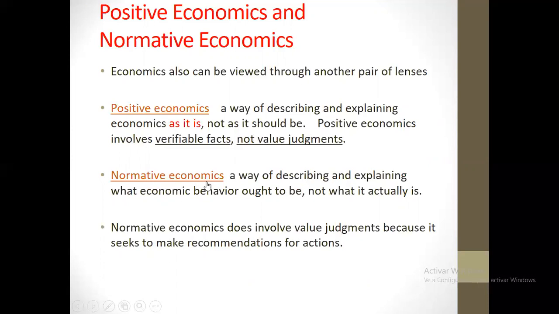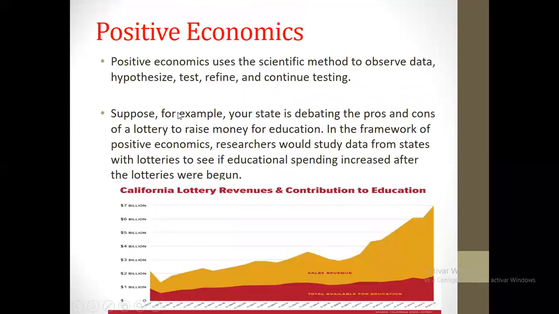Now, in normative economics, they involve judgment because it seeks to make recommendations for actions in the economy. While here in the positive, no, they don't use that. Positive economics uses the scientific method: observe data, hypothesize, test, refine, and continue testing.